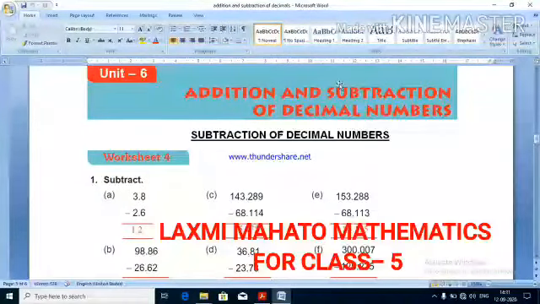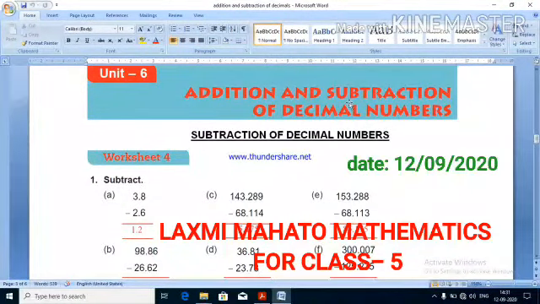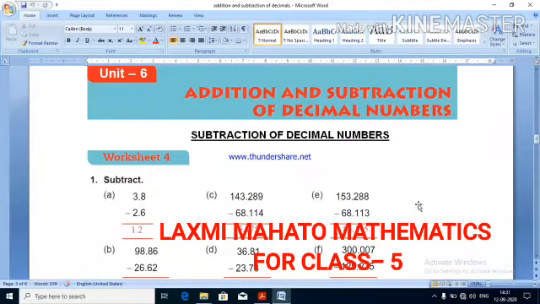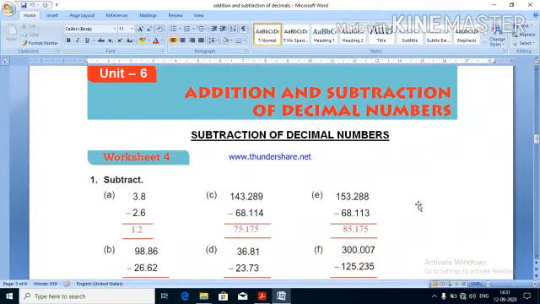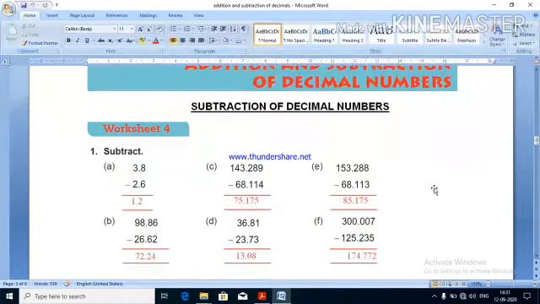Hello and welcome to Mathematics Online. Today we are continuing from subtraction of decimal numbers, that is unit 6. In this part we are going to solve worksheet 4, which is similar to addition of decimal numbers.